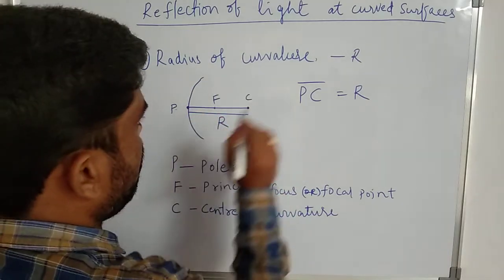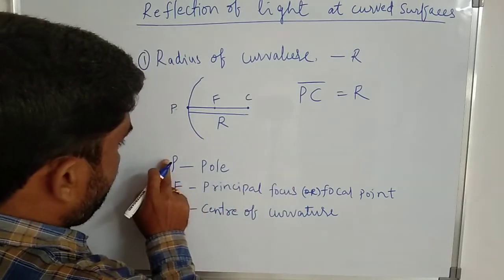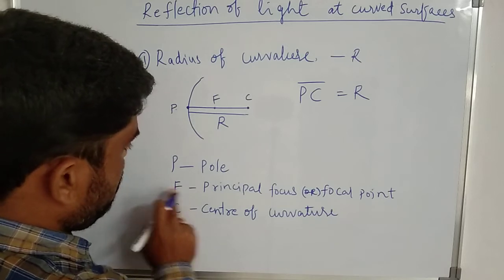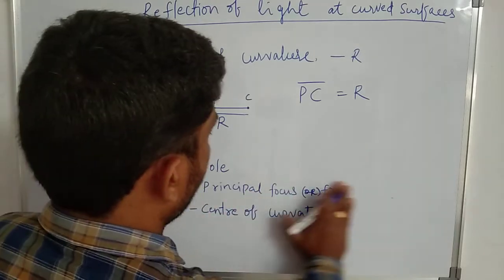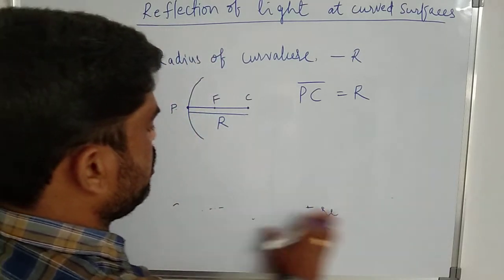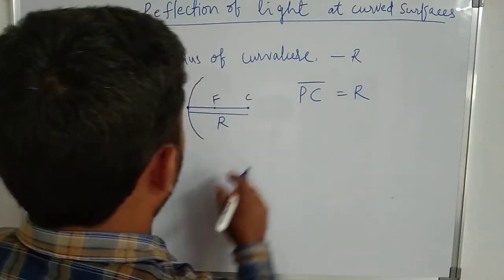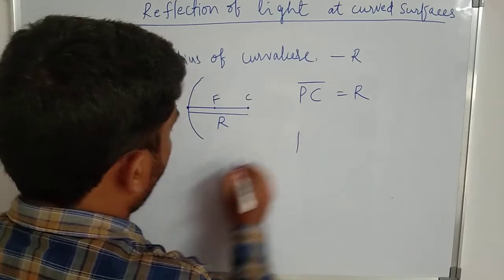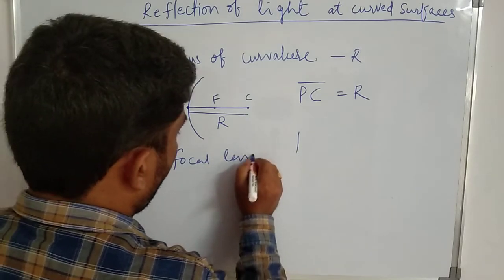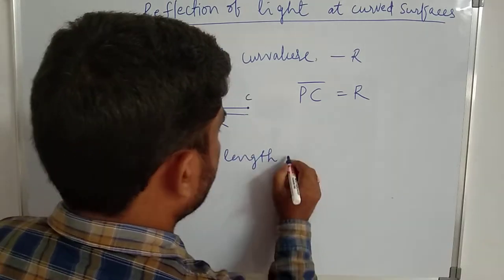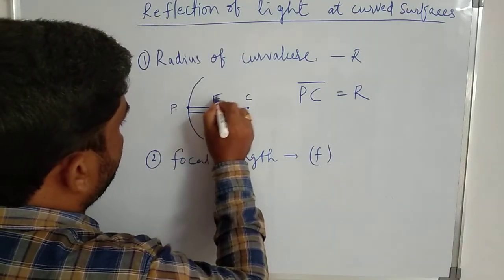In the same manner, the focal length. Here you may see P for pole, F for principal focus or focal point, and C for center of curvature. All these are points, and we are discussing the distances, among which we have discussed the radius of curvature, that is PC is equal to R. In the same manner we have to discuss the focal length also.